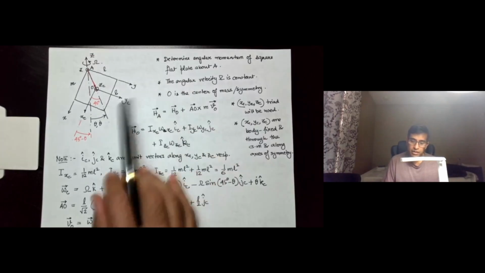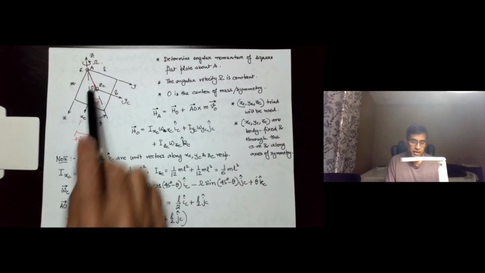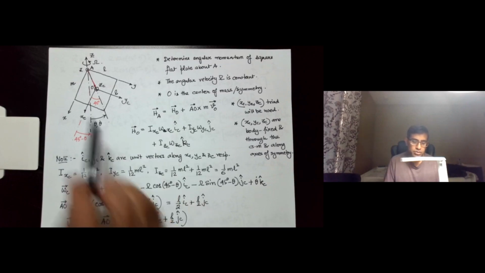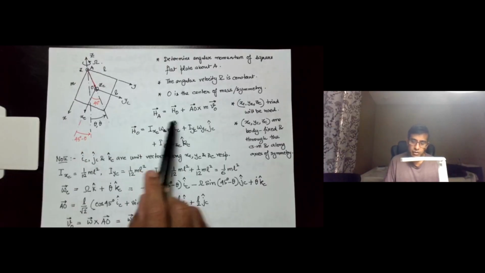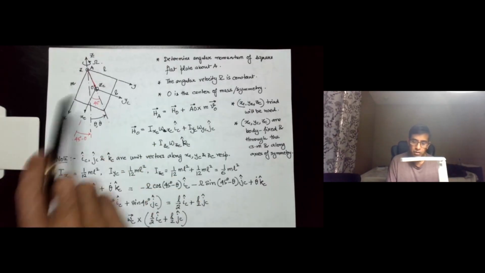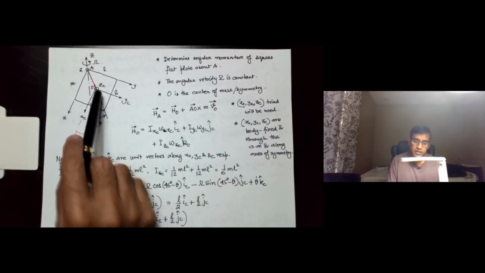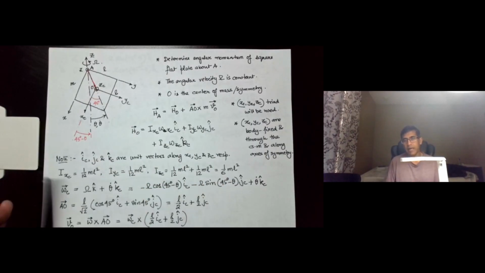We wanted to determine the angular momentum about the point A, and the angular velocity capital omega is constant. O is the center of mass or symmetry, so O is the center of the square. Now in the previous part of this problem, the way we approached the angular momentum calculation about the point A was that we first calculated the angular momentum about the point O, and then we shifted by looking at the angular momentum of the center of mass itself due to its velocity about the point A. So that's how we calculated the net angular momentum about A.